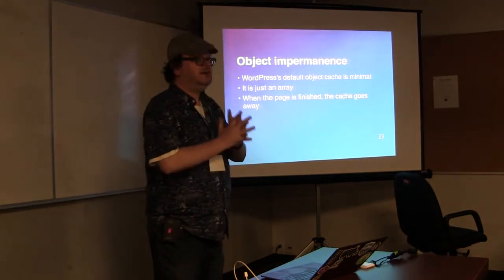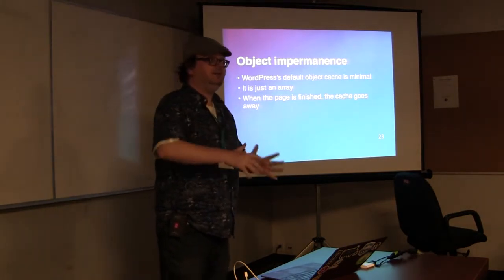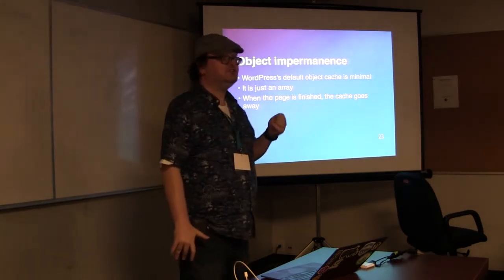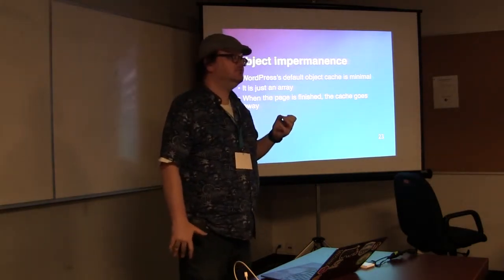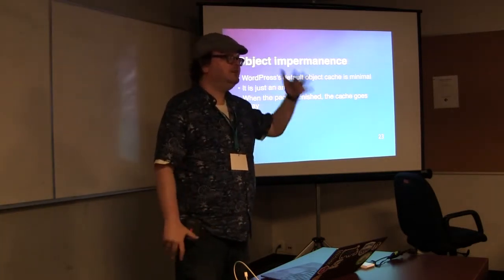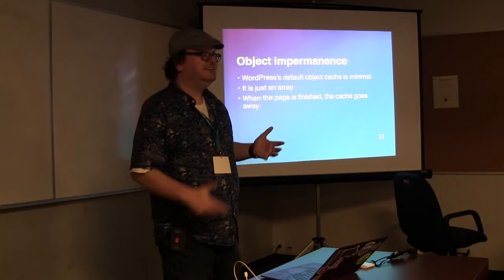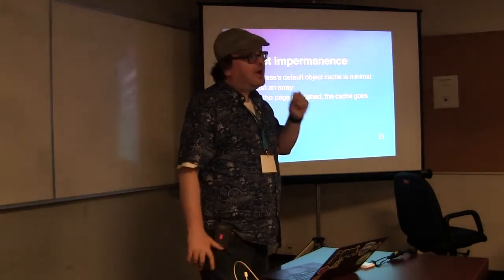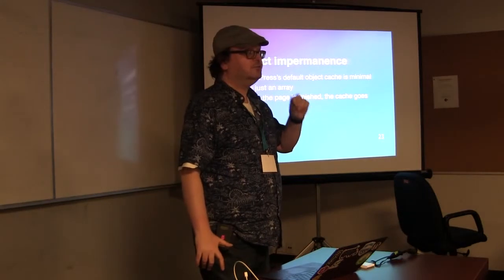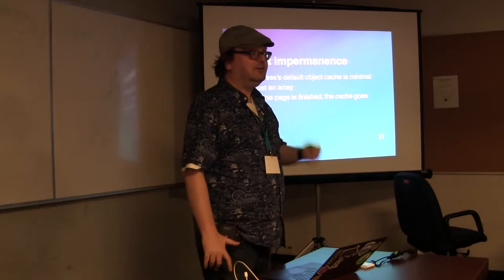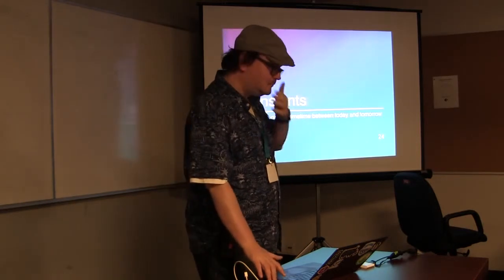One thing that is kind of a problem, and is going to be the next two-thirds of this talk, is that the default WordPress cache is just an array. It is just an array. So the moment your page finishes rendering, it goes away. Poof, it's gone. It's still kind of useful, because there's a lot of things you'd refer to multiple times in the course of a page. But it's not as useful as it could be.